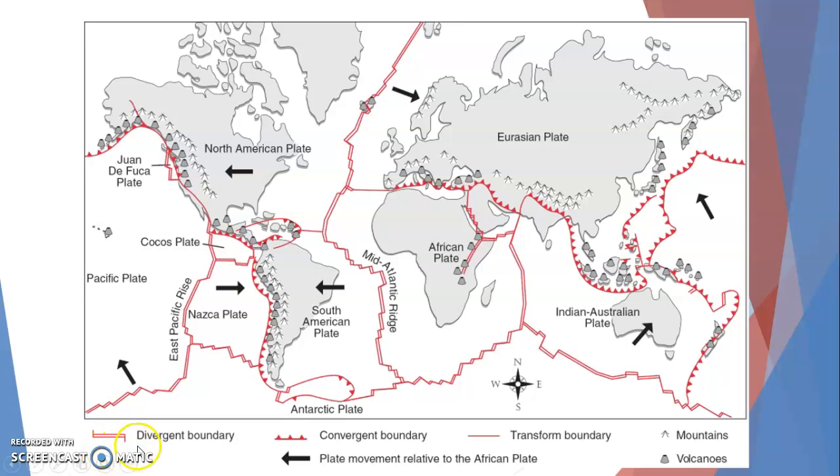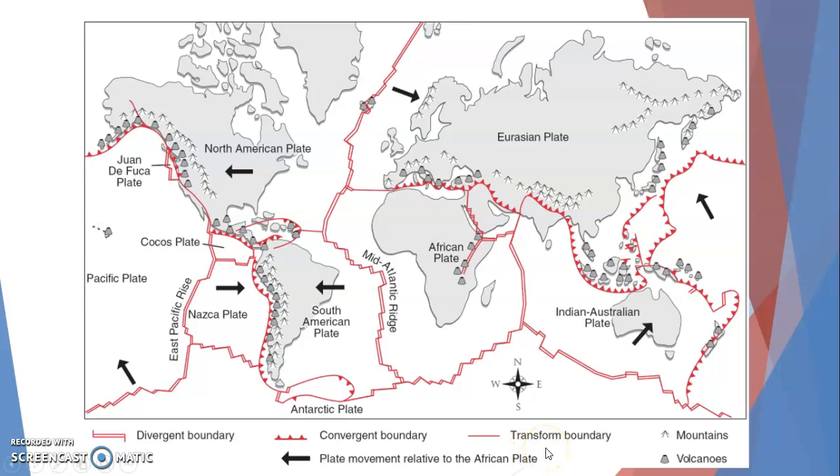So here's a divergent boundary. You can see they're kind of these straight lines. So we've got divergent boundaries here along the East Pacific Plate and the Nazca Plate. So these are moving away from each other. A convergent boundary has these triangles on it. So here we've got the Nazca Plate and the South American Plate. Those are convergent boundaries. And here we see mountain chains and volcanoes, right? Which is what we would expect to see along a convergent boundary.